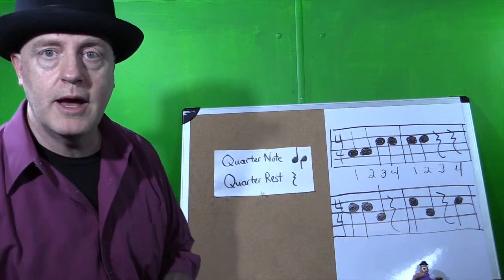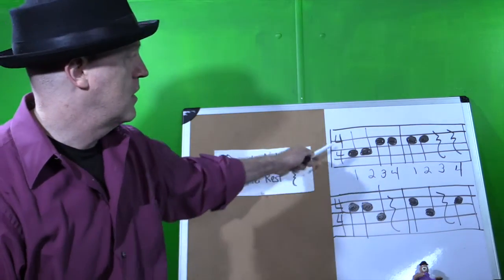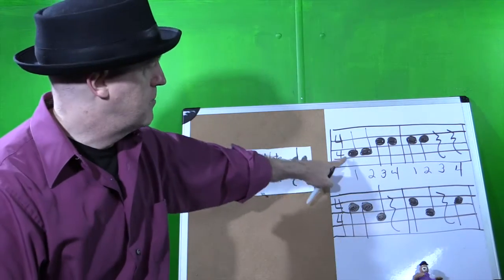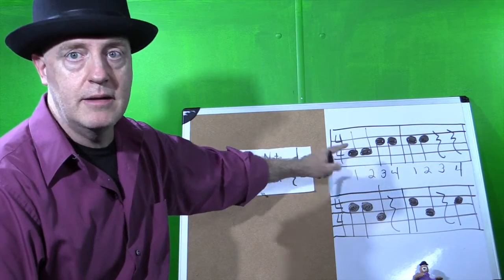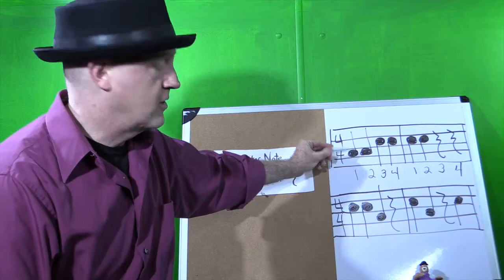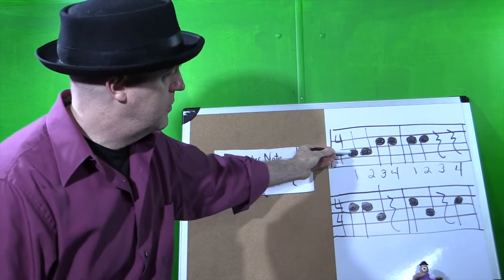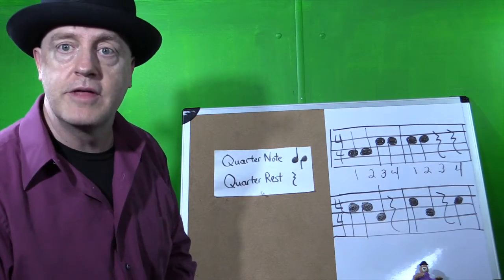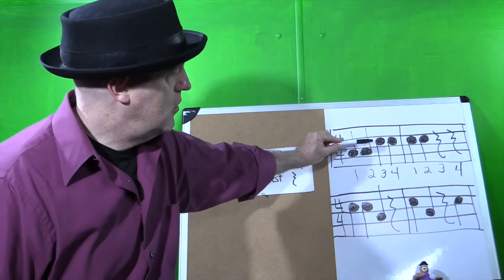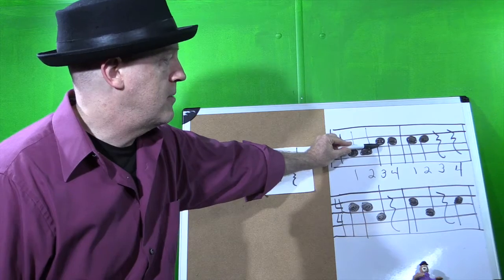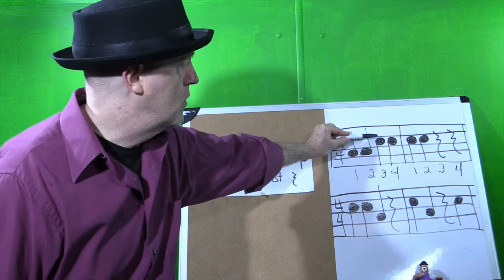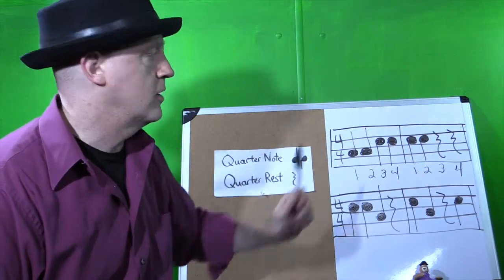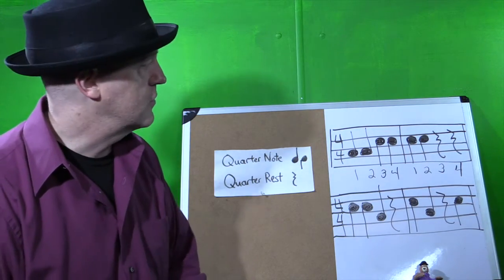Now one thing I want to point out, and this can be confusing sometimes, the stems can go up. If the note heads are below the middle of the staff, the stems go up from the right side of that little oval. If the note heads are above that middle line or on that middle line, they can go down. Okay, so make sure you know that's true of half notes and quarter notes also.